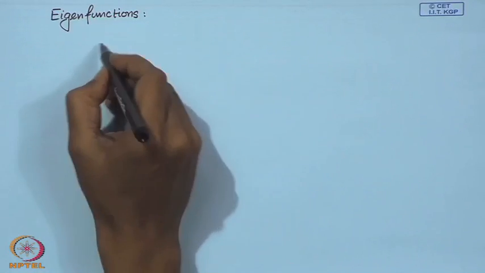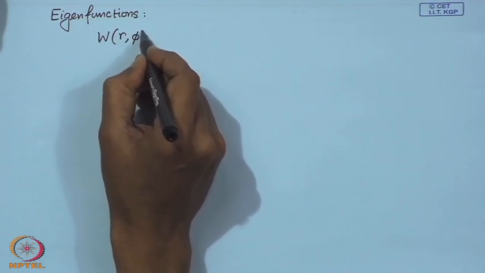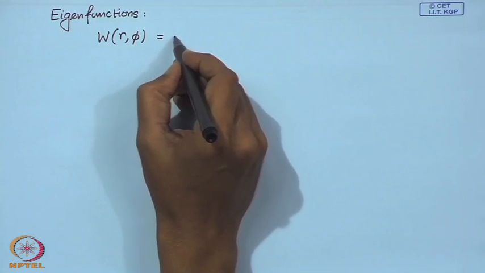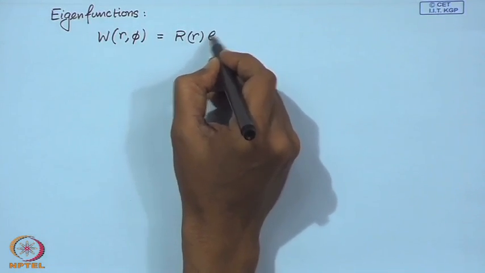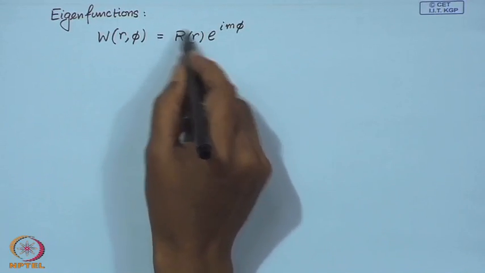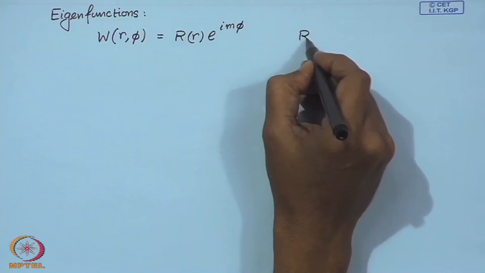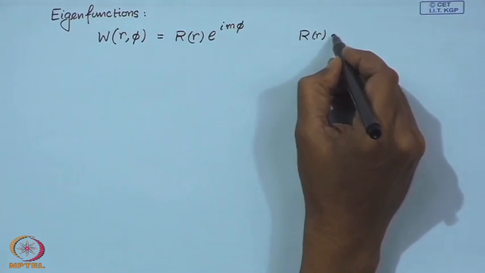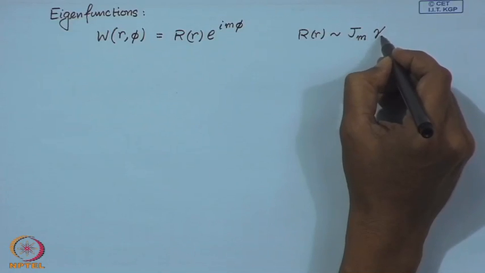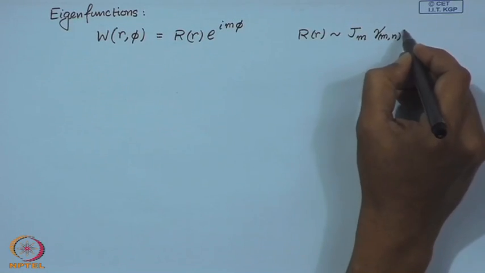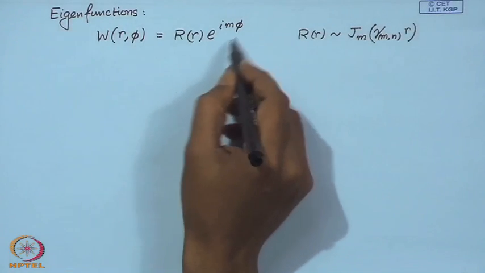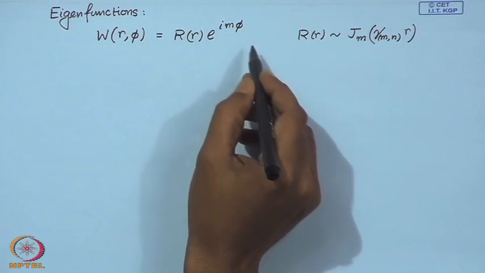Now, the solution that we have is, as you know, that this R is proportional to this function. Therefore, this complex function is cosine m phi plus i times sine m phi.